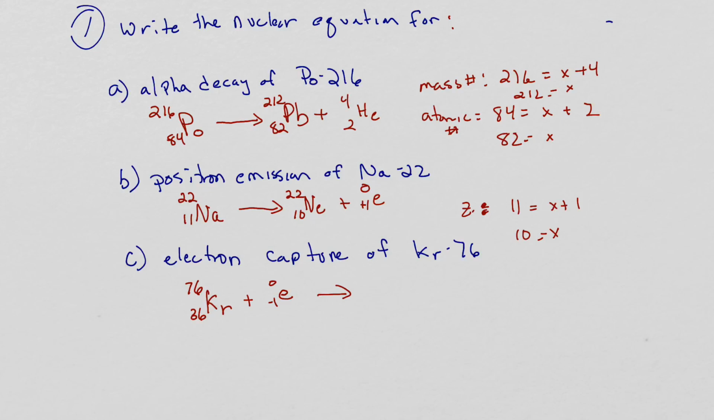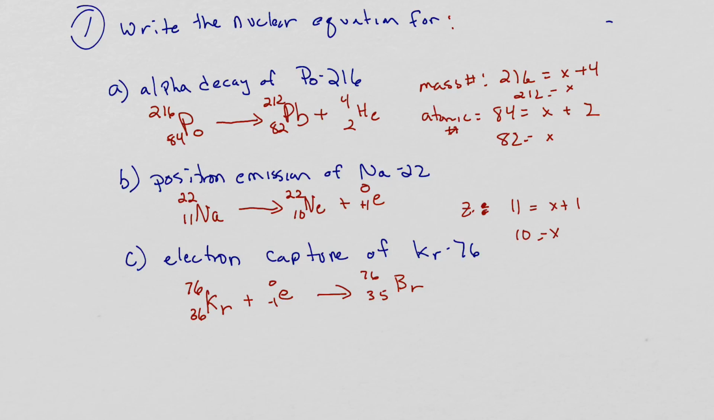I know my daughter is going to have a mass number of 76, and the key is, what is the atomic number? Well, 36 plus a negative 1, so 35. So I need to find the element that has an atomic number of 35. That's going to be bromine. So my daughter nuclide is bromine-76, or bromine with a mass number of 76. Again, just like positron emission, I have a net reduction of 1 in the number of protons and an increase in the number of neutrons.